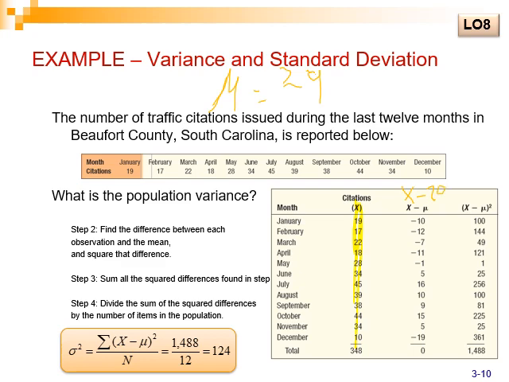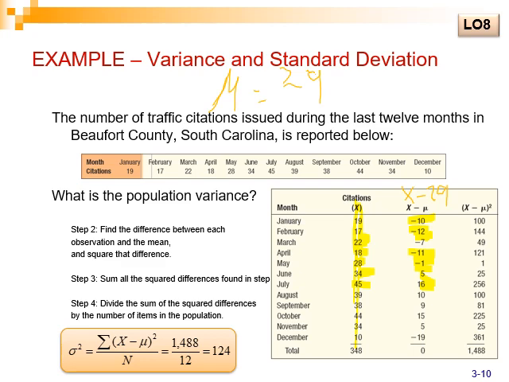So the first x minus mu, I mean x minus 29, here: 19 minus 29 equal to minus 10. 17 minus 29 equal to minus 12. 22 minus 29 equal to minus 7. 18 minus 29 equal to minus 11. 28 minus 29 equal to minus 1. 34 minus 29 equal to 5. 45 minus 29 equal to 16, and so on.